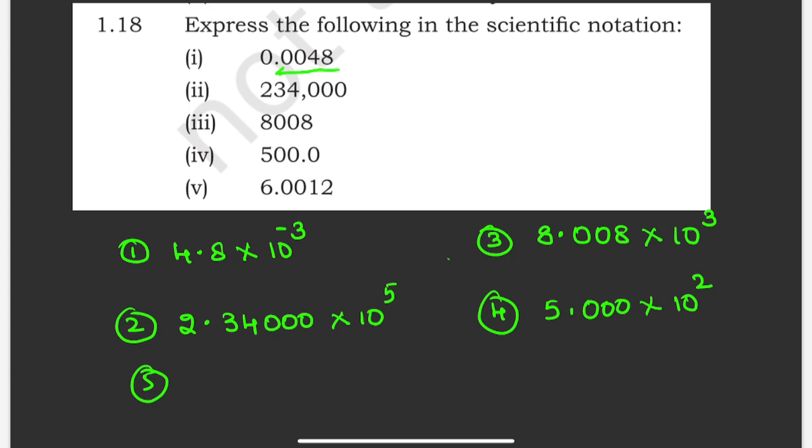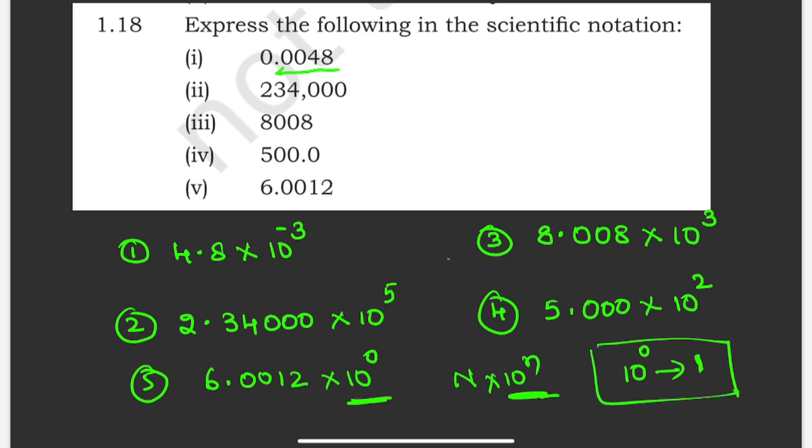Next, fifth one. 6.0012. So already it is in the scientific notation form. So you can write 6.0012 into 10 to the power of 0. Because we should write this in the form, N into 10 to the power of n. So if I write 10 to the power of 0, what is the value of 10 to the power of 0? 10 to the power of 0 is 1. So if I multiply this number by 1, the same number multiplied by 1, you will get the same answer. So in this form we can write.